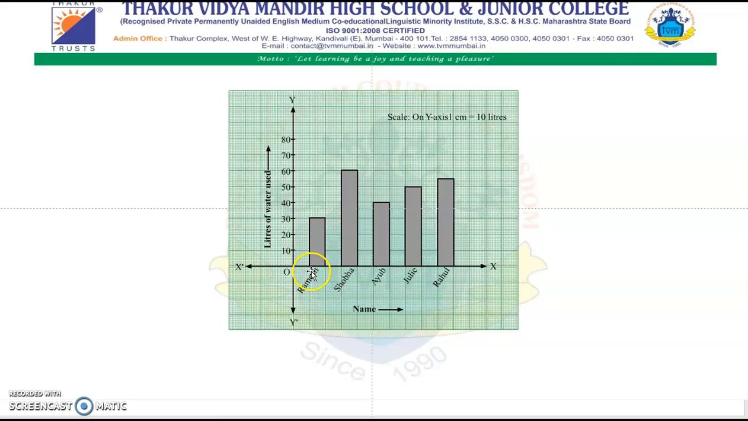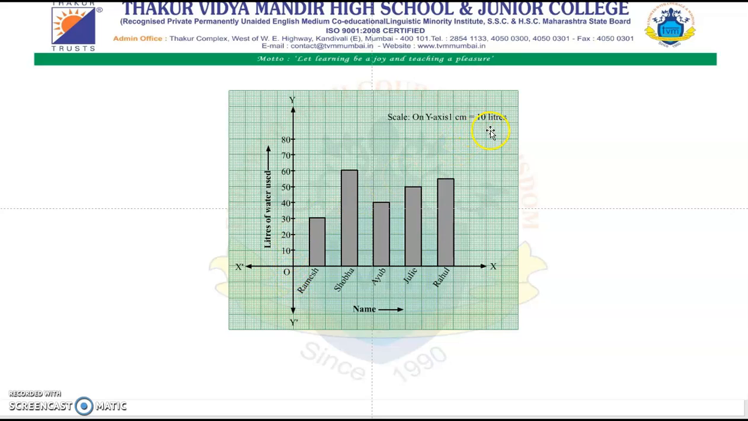Now we are drawing the bars according to the liters of water consumed by each person. Suppose Ramesh consumed 30 liters. We have drawn the bar up to 30 liters. Then we have drawn the bar for Shobha, then Ayub, then Julie and Rahul. You can see that there is a difference of 10, 10, 10 in every number.